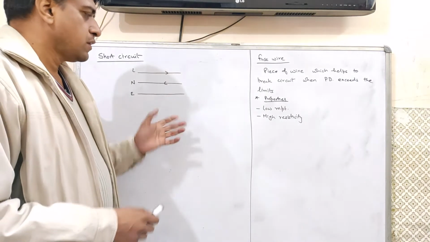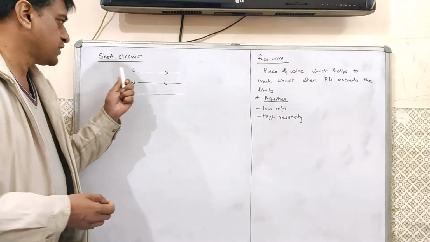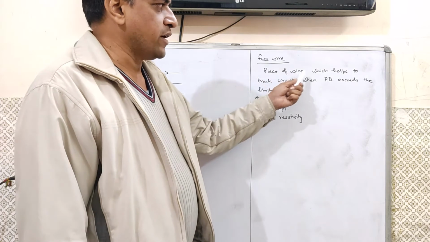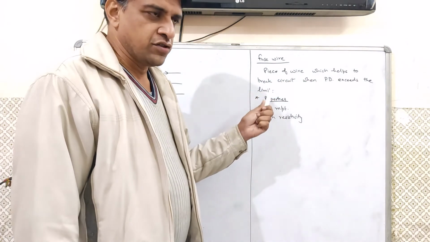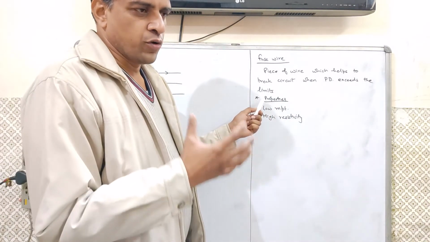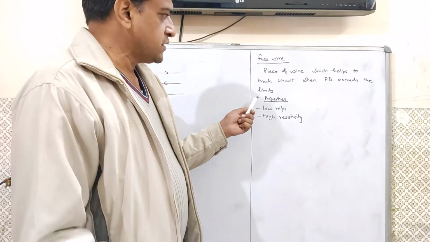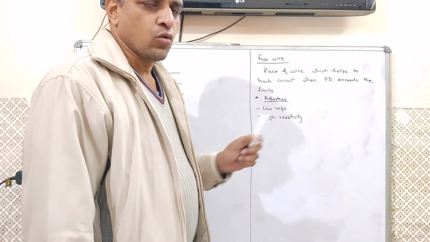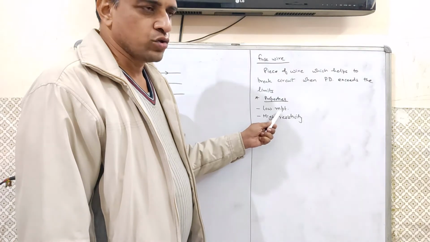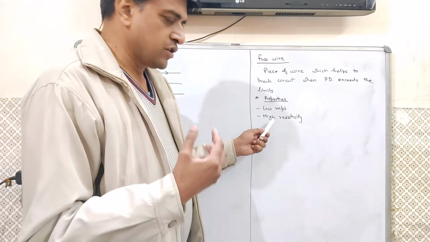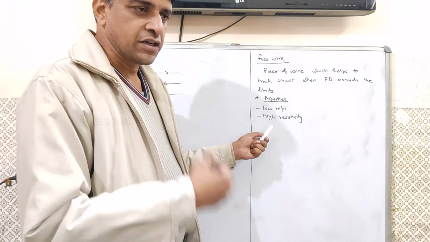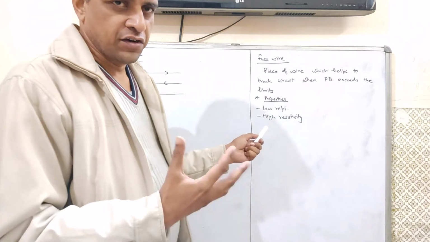Now some safety devices. First safety device is fuse wire. A fuse wire can be defined as a piece of wire which helps to break the circuit when the potential difference of the circuit exceeds the limit. It always helps to protect our devices from being damaged by excess of current. Now, what are the main properties of this fuse wire? It should have a low melting point so that it can easily be melted whenever there is a higher current, and secondly, it should have high resistivity so that it gets heated up whenever there is excess current in it.